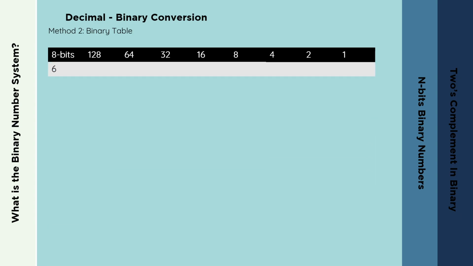We have the number 6. For the binary table method conversion, it is simply just taking a look at the given integer and then thinking of what it is actually made of.